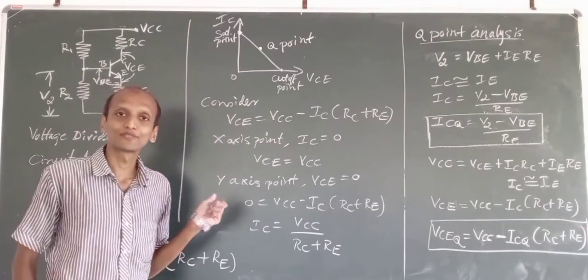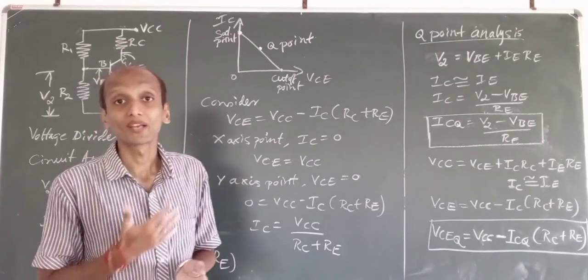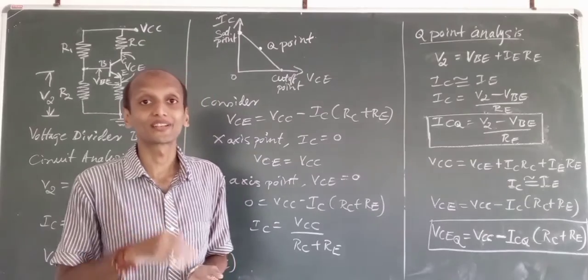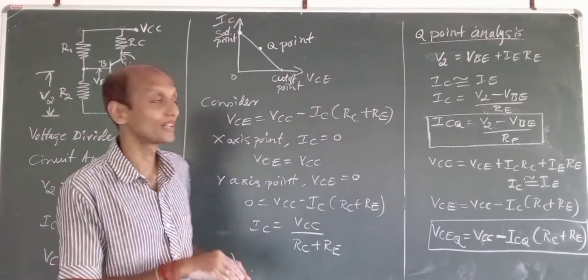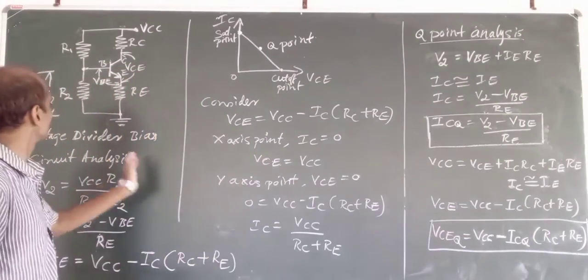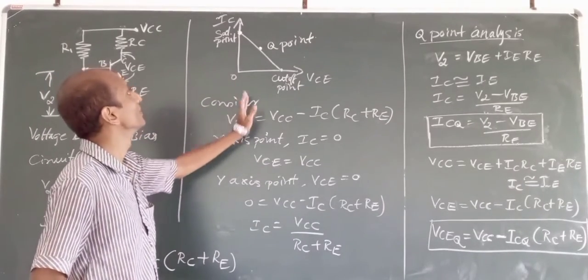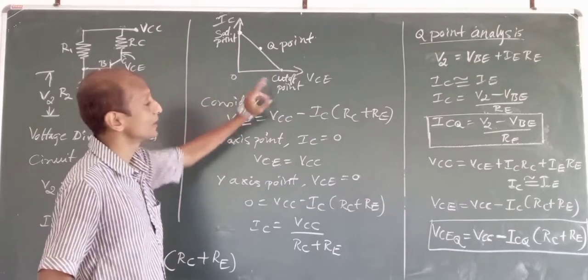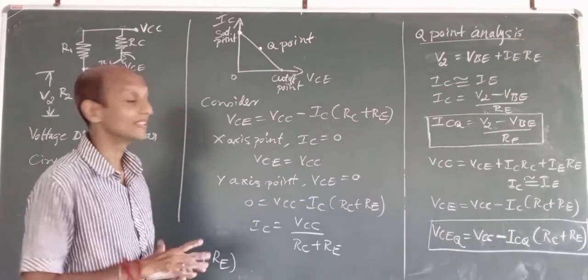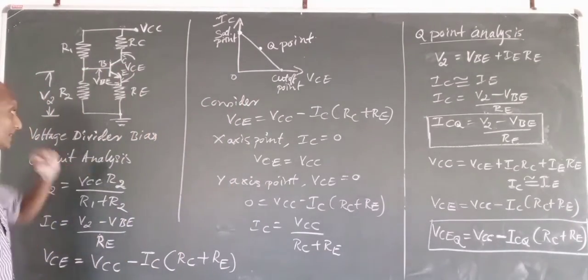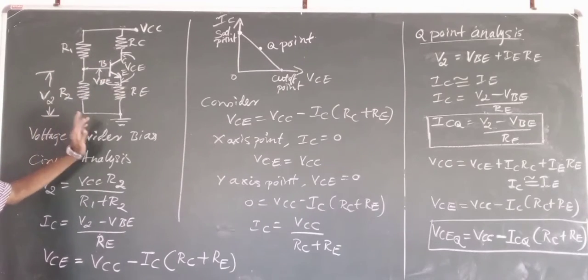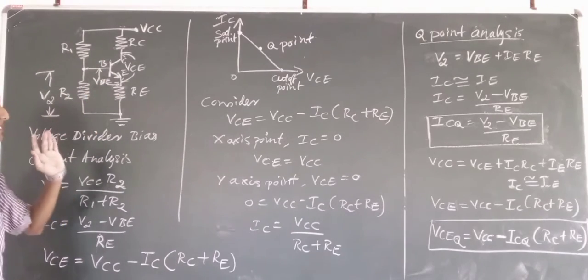Friends, in our previous video, we have seen the voltage divider circuit analysis, isn't it? So today we will go for the Q point analysis, and also we will find out the endpoints of the load line. So here we will be seeing the voltage divider bias. We have seen this many times, isn't it?